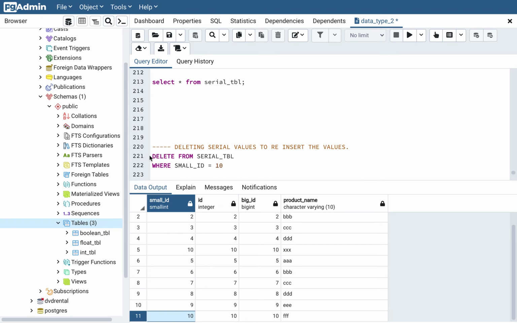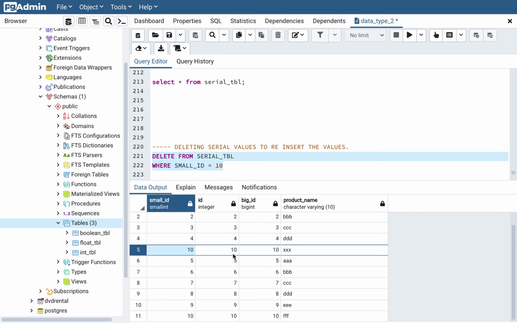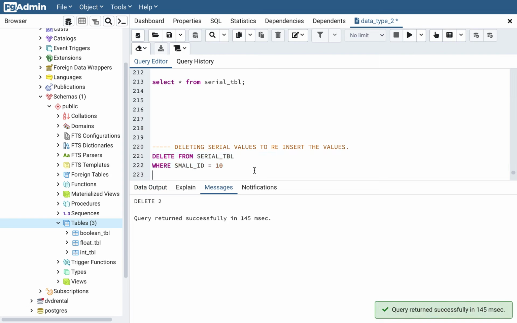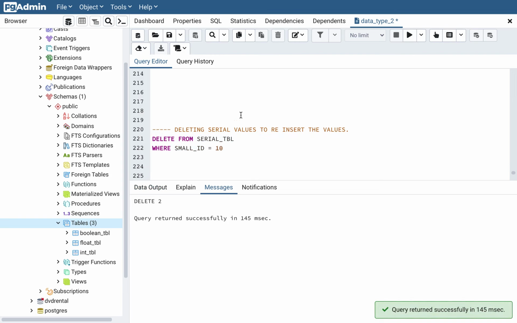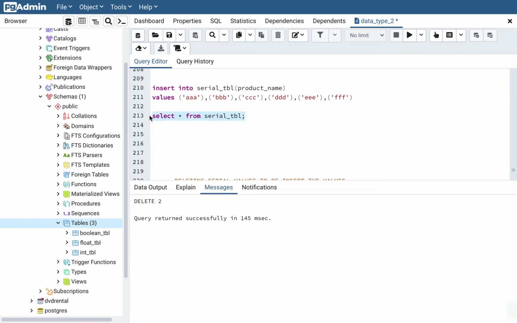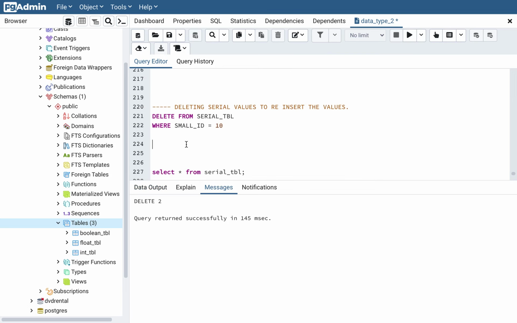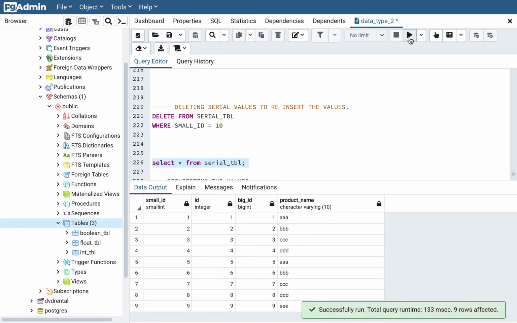Let me delete some value. Let's say I'm saying delete from serial table where small id is equal to 10. I'm deleting this value 10, right? Let me execute this, and let me show you the table. Let me copy this. Oh, it's already there, so let me execute this also. Right? So you see the 10 has been deleted.